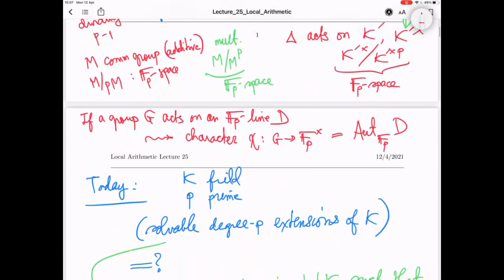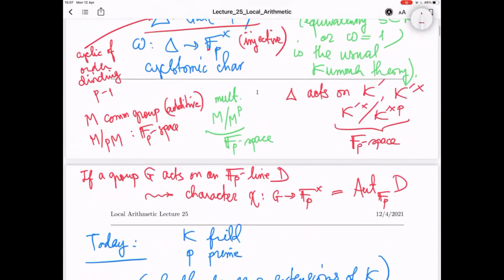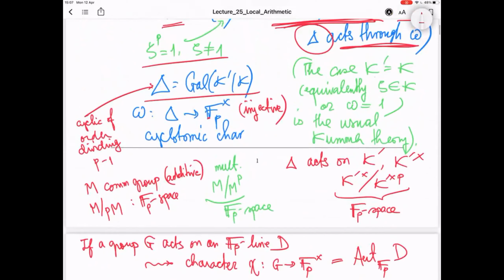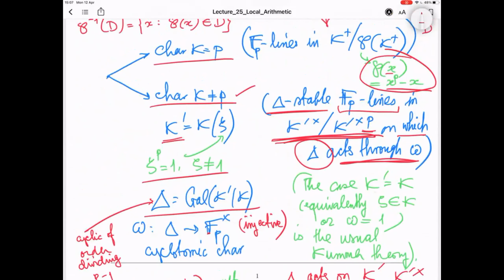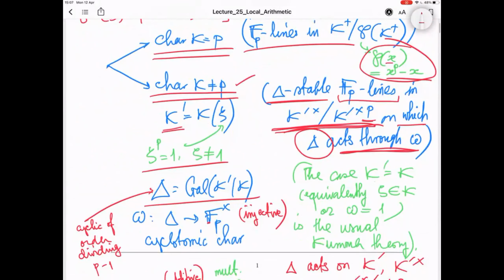Okay. Or the automorphisms of D just as a group. I mean, it comes to the same. So this is slightly more complicated. Things are easier if the characteristic is equal to p. Then you just have to look at F_p lines in this space. But if the characteristic is different from p, then you need to adjoin a primitive p-th root of unity to get a field K prime.